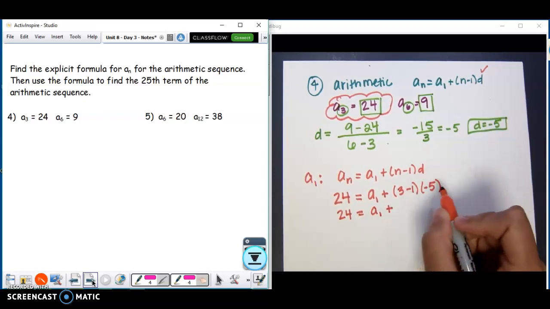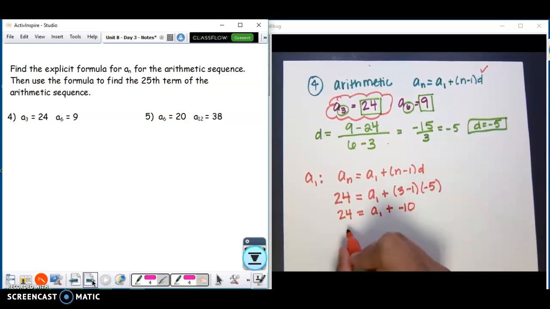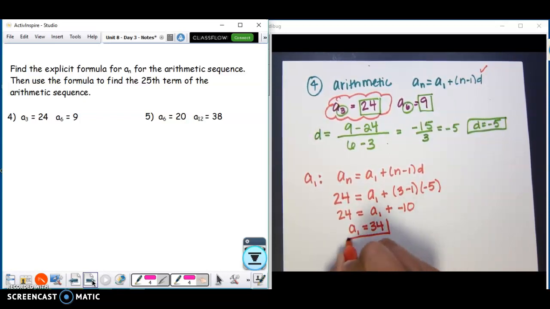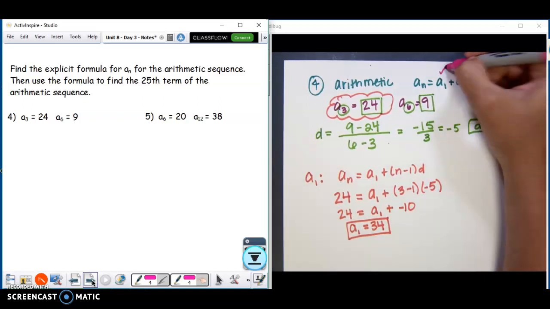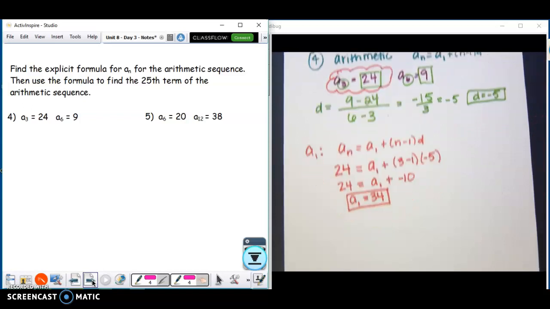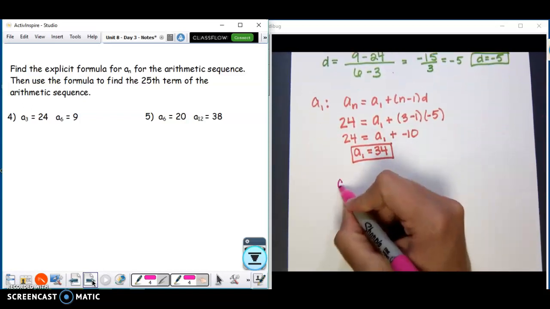So we're going to have 2 times negative 5, so that'll give us negative 10. And so if we add that over, a sub 1 is going to be 34. So now, the two things we needed were a sub 1, which we have, and d to make our explicit formula. So now we can make our explicit formula.